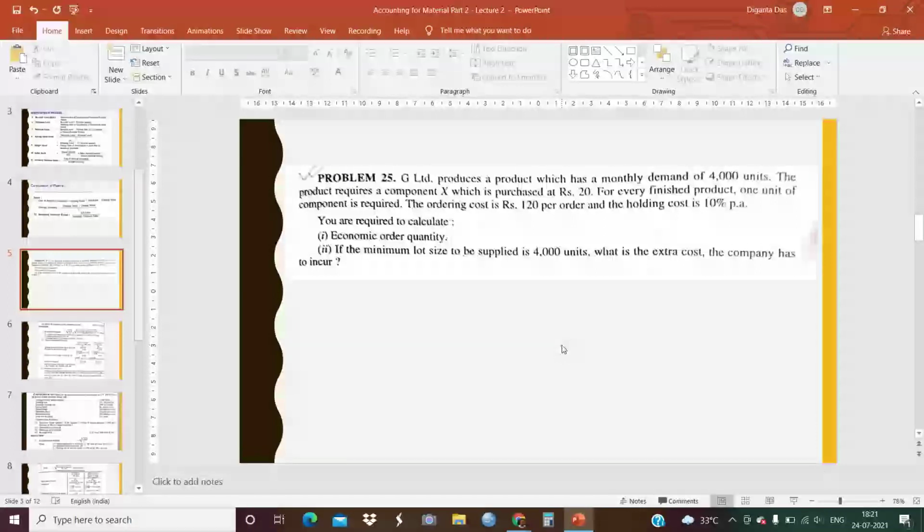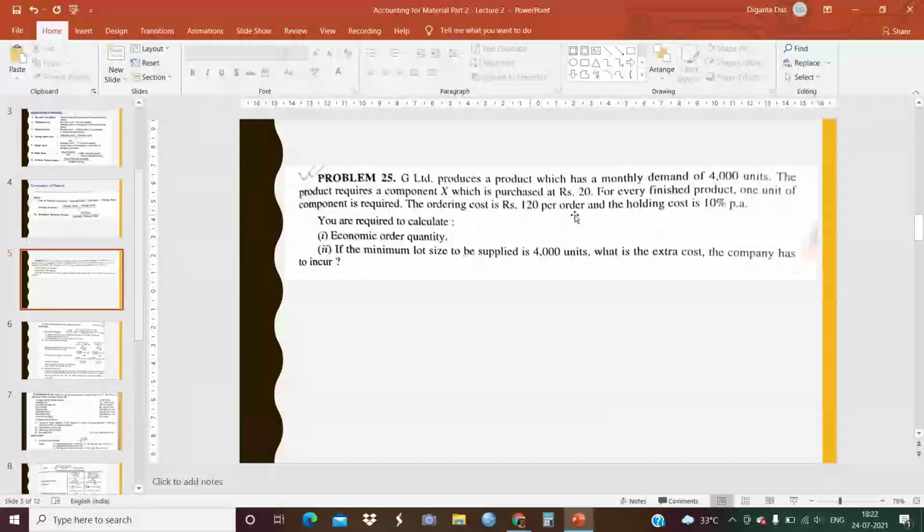So total it, the difference is the extra cost the company has to incur. Now here you see ordering cost per order. That means we have to calculate the number of orders. And ordering cost per order is how much? 120. Suppose 4 orders have been placed, so 4 into 120. If 5 orders were placed, then 5 into 120.